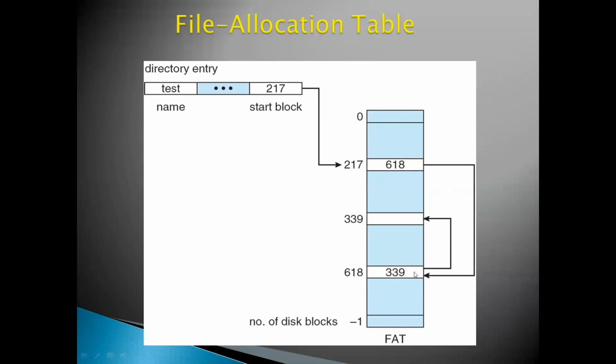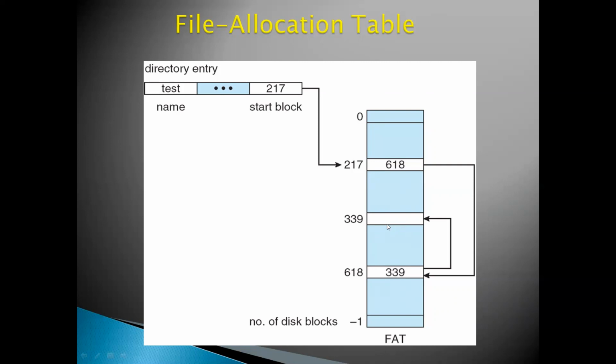618 in turn contains the block number of the next disk block. So the last disk block in turn will have a special end of file value to indicate that it is the last block. Here the last block is 339. So 339 will store a special end of file value as its entry to indicate that it is the last block. So this is one variation of the linked allocation, which is called file allocation table, FAT, which is being maintained by the Windows operating system.